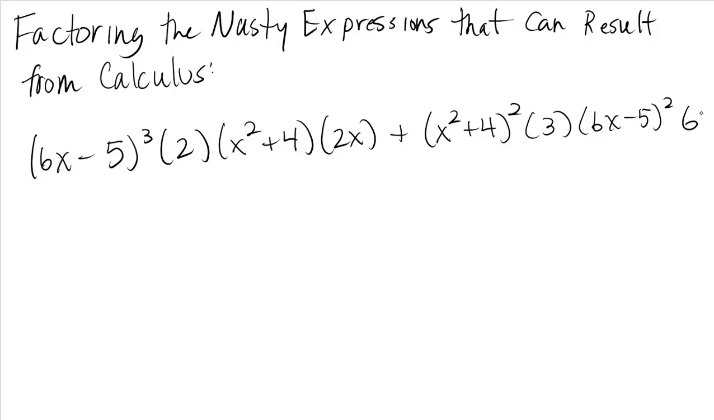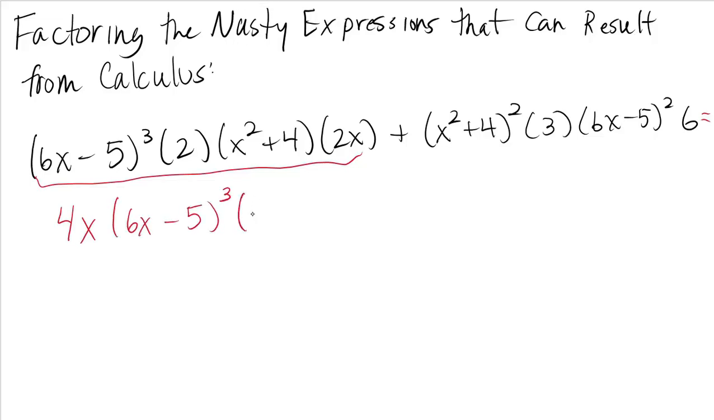The first thing I would do is clean up these expressions a little bit by seeing if there's anything that I could combine. So I'm going to look at each term individually and see if there are any monomials that I can multiply together. For example, in this first term, I can take 2 times 2x, and that's 4x. I would do that first. Everything else I would just copy down. The 6x minus 5 cubed, the x squared plus 4. Copy those onto the end, the 4x floating out front.